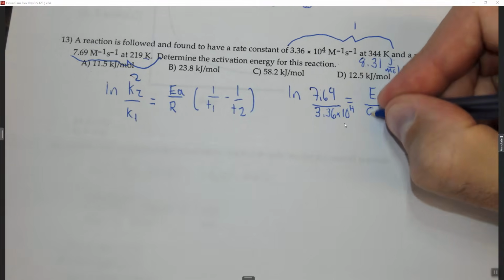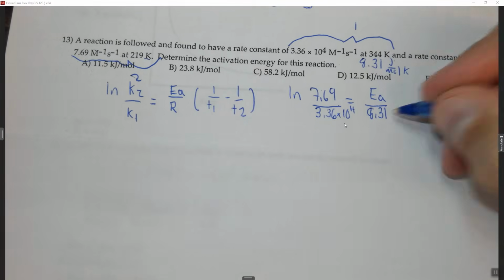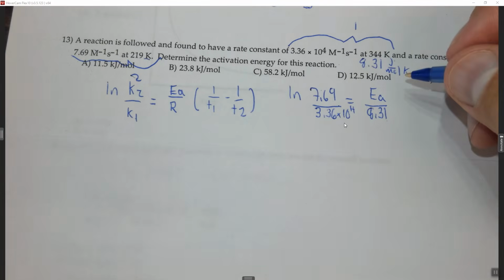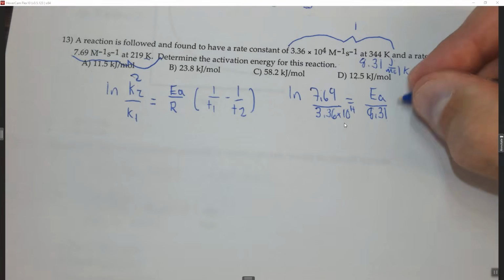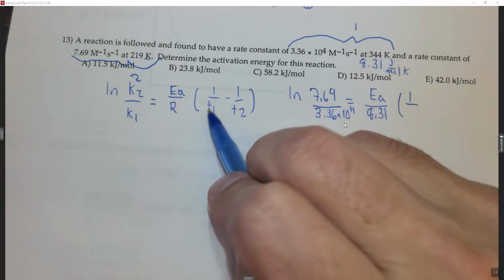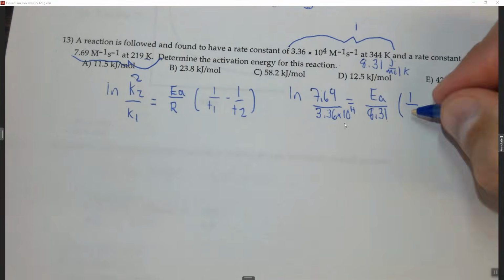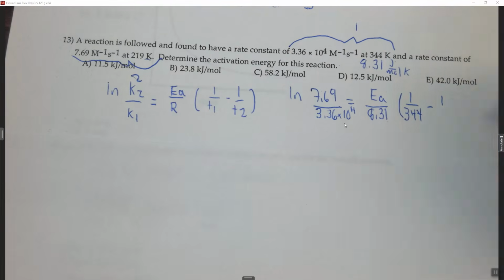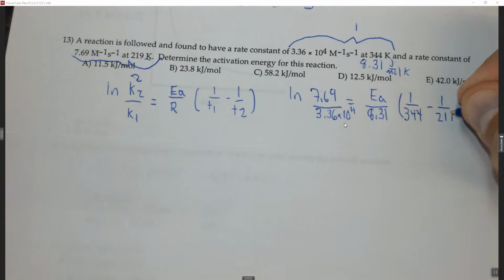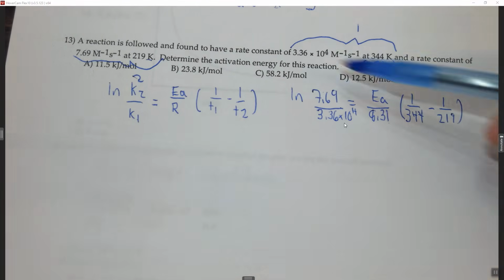R is 8.31, that's joules per mole K. Note it's joules, and this is kilojoules, so we're going to have to take our answer and divide by 1,000, times 1 over T1, I remember this one is T1. I'm going to leave out the units again. 344 minus 1 over T2, which I remember is 219. All right, this is why it's a good idea to label them.